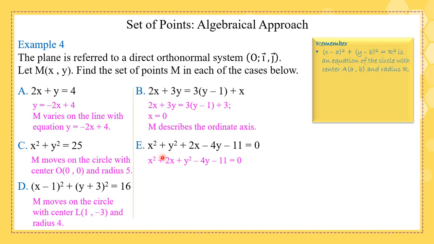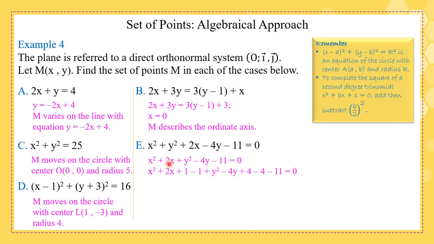Let's see, first we organize x's alone, y's alone. Then, look here please, then we complete the square, and if we want to complete a square like x squared plus bx plus c, we have to add then subtract b over 2 quantity squared. So in this case we have x squared plus 2x, we add and subtract 2 over 2 quantity squared, which is 1. As you see here, we added 1 and subtracted 1. And for the second case, we add and subtract negative 4 over 2 quantity squared, which is 4. This is where we added and subtracted 4 and minus 11.